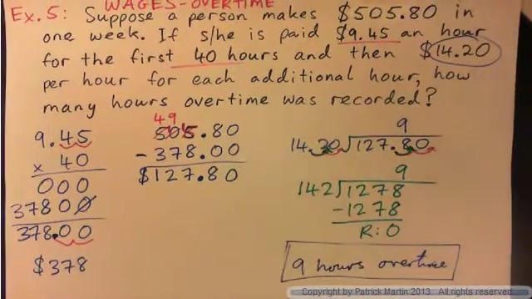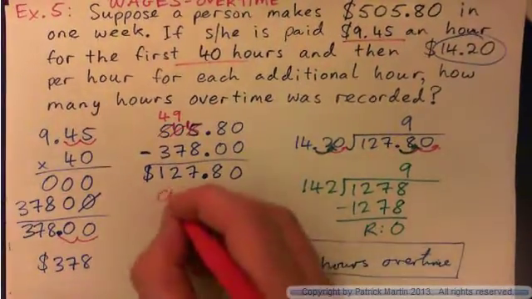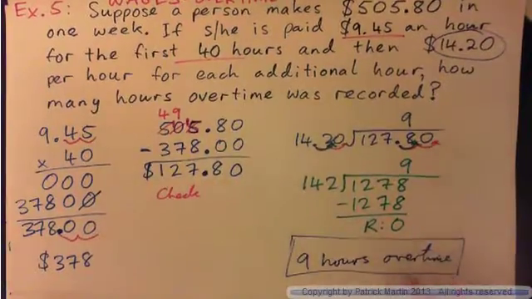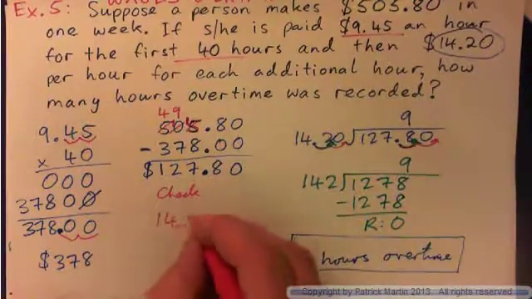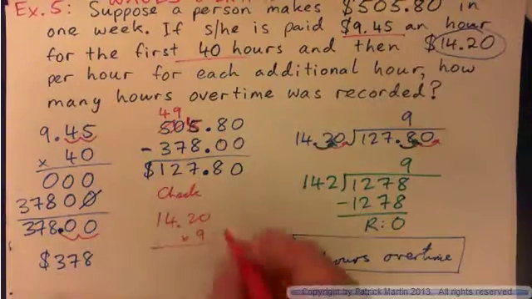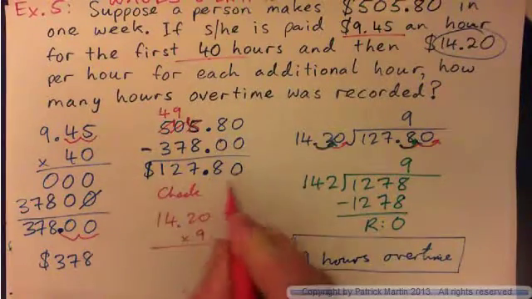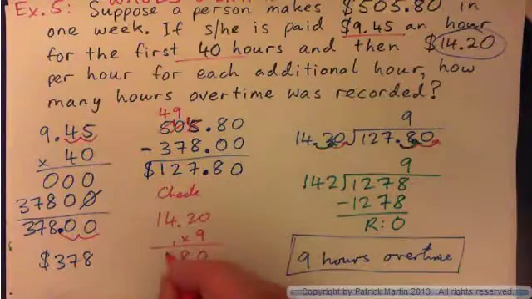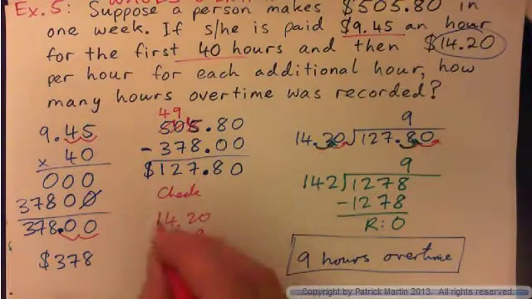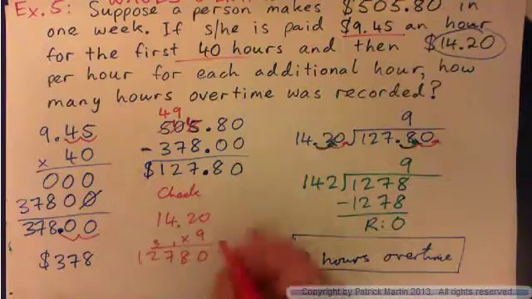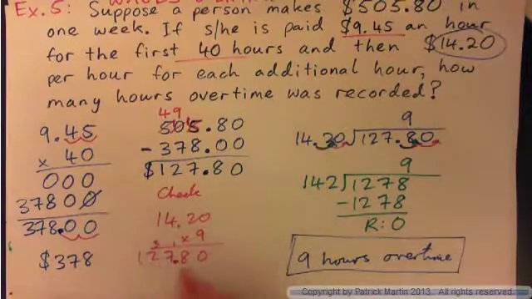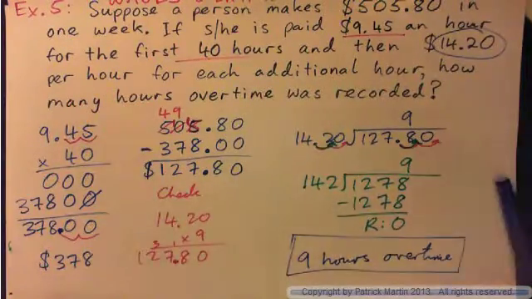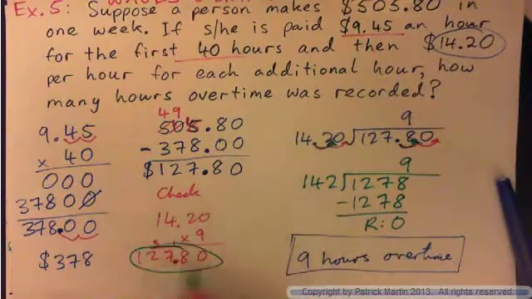Yep. And of course, if you wanted to check it, you could, because look at 1420 times 9 should give the overtime amount. 0, 8, carry the 1, 9 fours is 36, 1 is 37, carry the 3, 1 9 is 9, and 3 is 12. See, it does. It gives 127.80. It gives the amount of money you got from overtime, right?